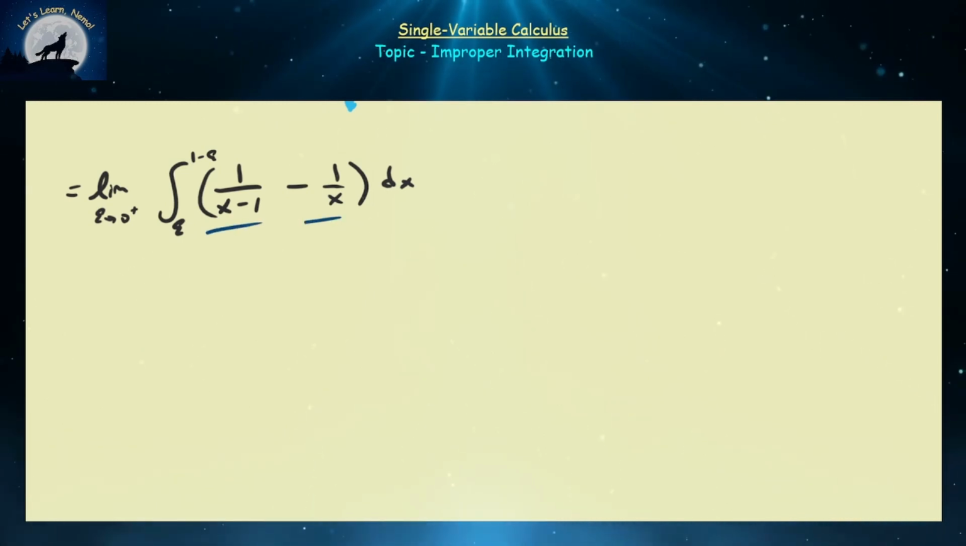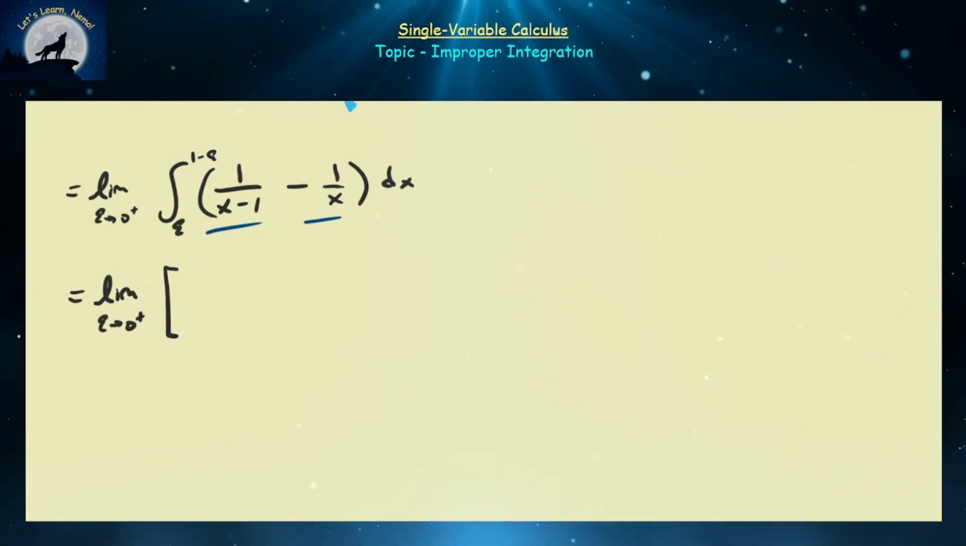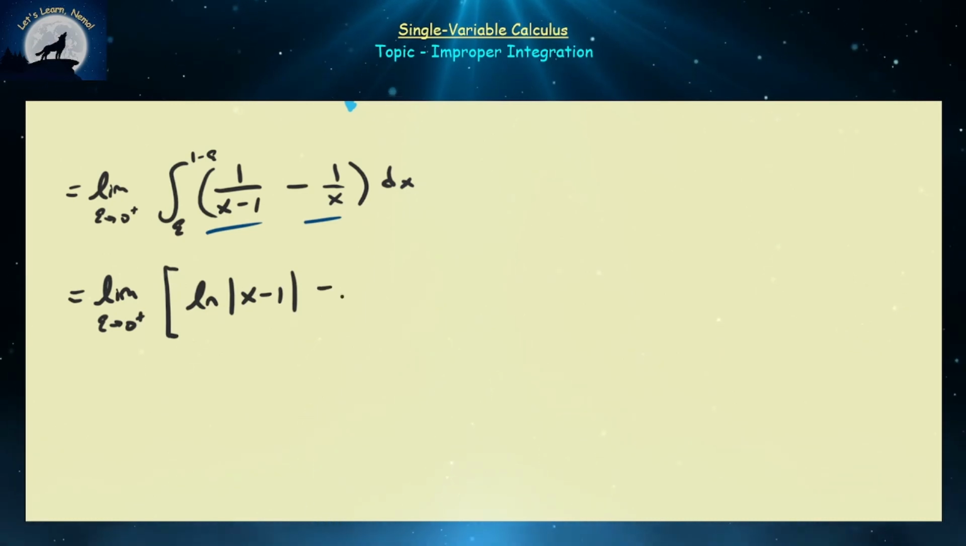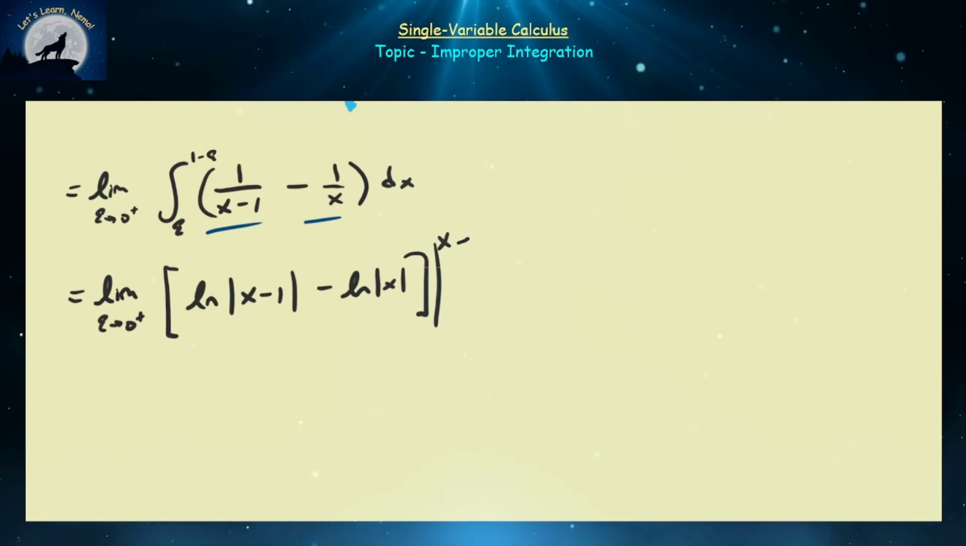So once we have this via partial fraction decomposition, then we can just integrate each of these terms because this function is continuous on epsilon to 1 minus epsilon, where epsilon is an arbitrarily small but positive number. So this is going to be equal to what? This is going to be the limit as epsilon approaches 0 from the right of the natural log of the absolute value of x minus 1. Important, don't forget your absolute value on the natural log interior. And then we're going to have the natural log of x here. And then we need to evaluate this as x approaches 1 minus epsilon and as x approaches epsilon.